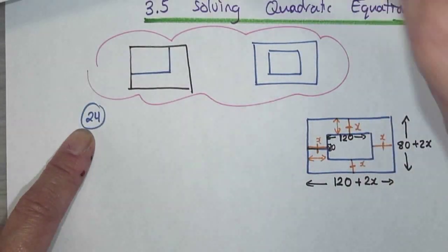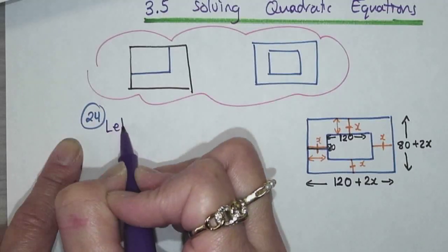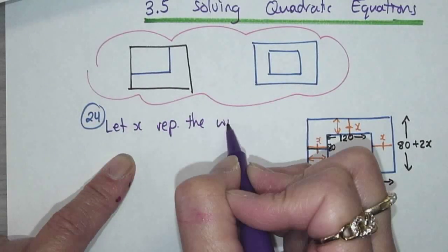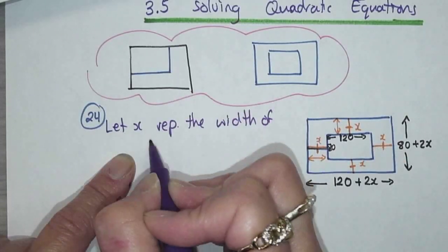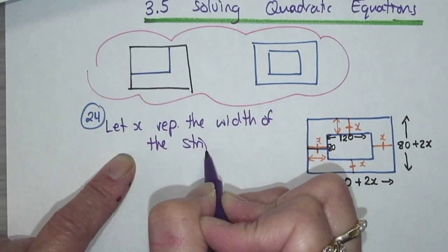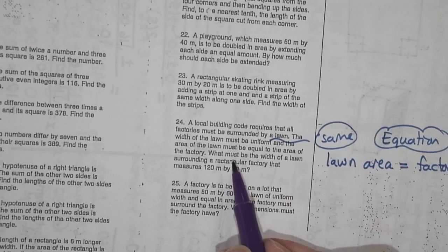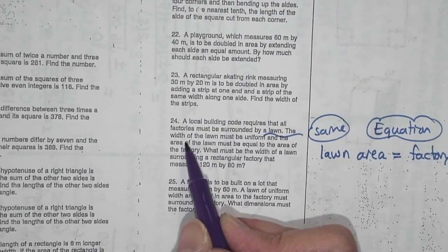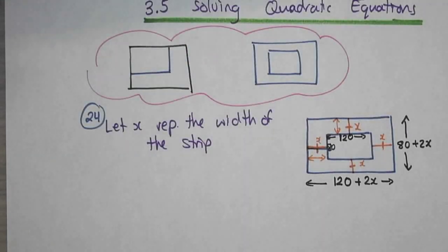I want to do a let statement. My let statement is, let x represent the width of the strip. I'm getting those words from here: the width of the lawn must be uniform, and the area of the lawn must be equal to the area of the factory. What must be the width of the lawn?